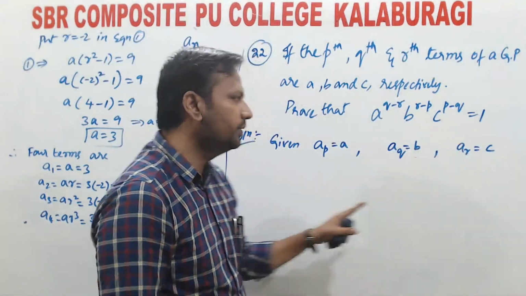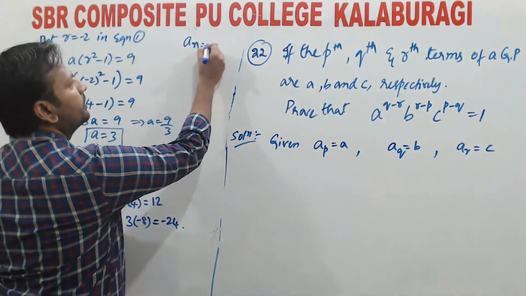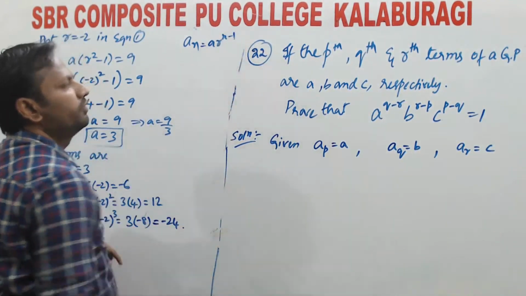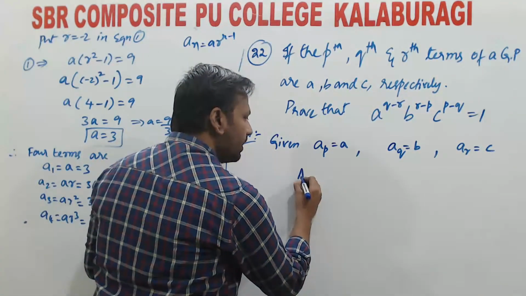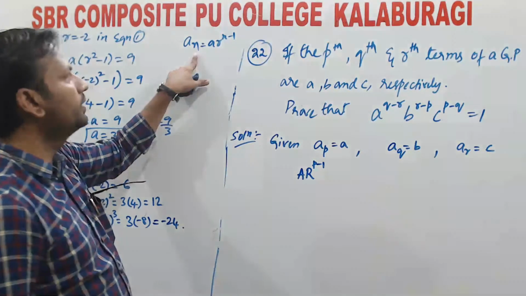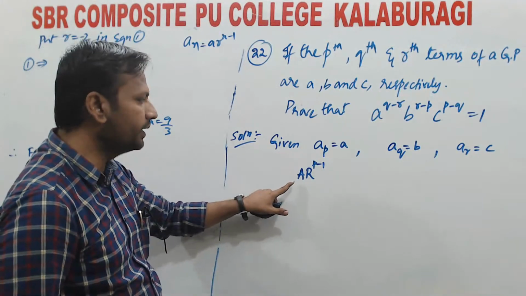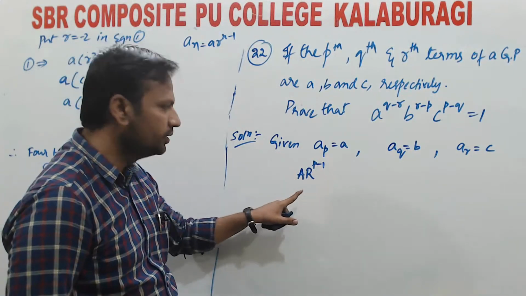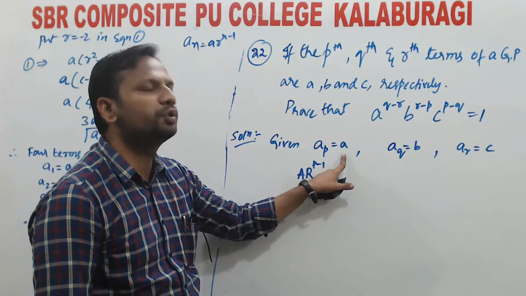So to prove this, now you see, what is the an formula, students? ar to the power n minus 1 for the GP there. Yes or no? So now let me write ar to the power p minus 1. So an is ar to the power n minus 1. In the same sense, ap will be written as AR to the power p minus 1. Sir, why are you writing a capital A and capital R? To avoid confusion like this here.